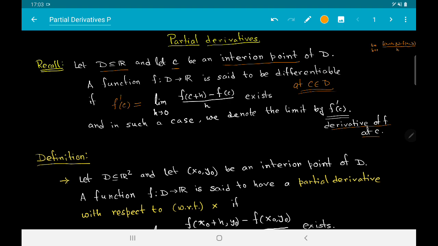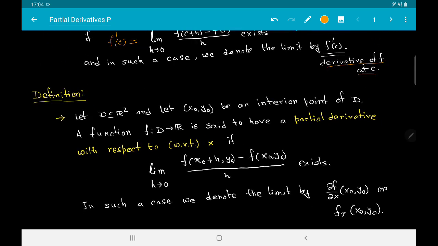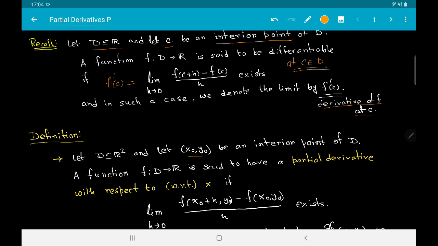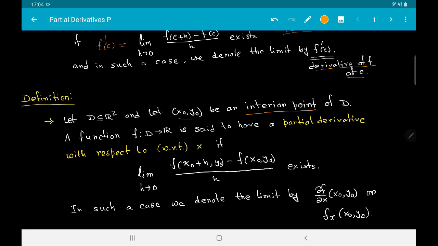Now we are going to take our first baby step towards understanding what could be the possible notion of differentiability of multivariable functions. Of course, here we are going to restrict our attention to the case when the function is of two variables. So we start with a subset D of R2 and we take x0 y0 a point, just like we have taken C over here. Analogously, let us for the time being assume that this point x0 y0 is an interior point of D.